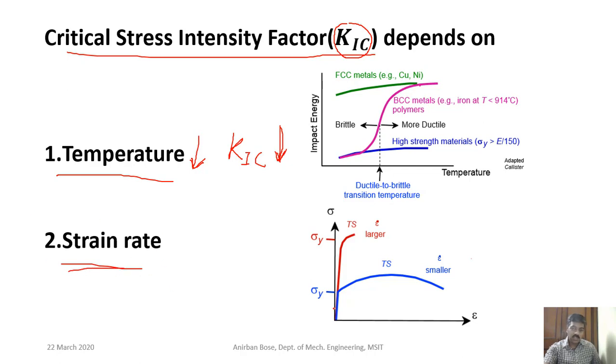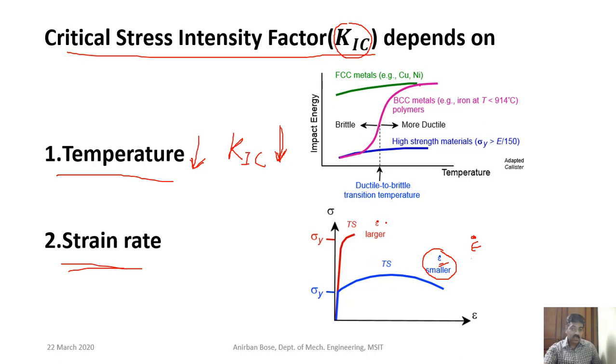Here you can see a mild steel sample maybe, or some ductile material. If that is loaded gradually, then it will show this kind of stress strain pattern. That means it's a highly ductile material. You can see a lot of plastic deformation. That means the strain rate is smaller. That is the gradually applied load. This one is the strain rate, epsilon dot, the rate at which the load is given. Gradually the strain is taking place.